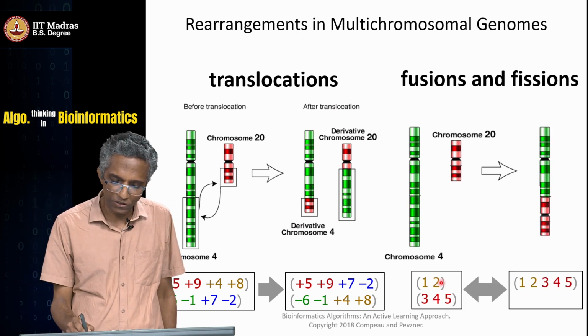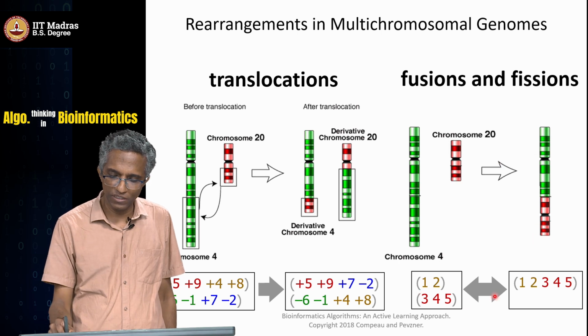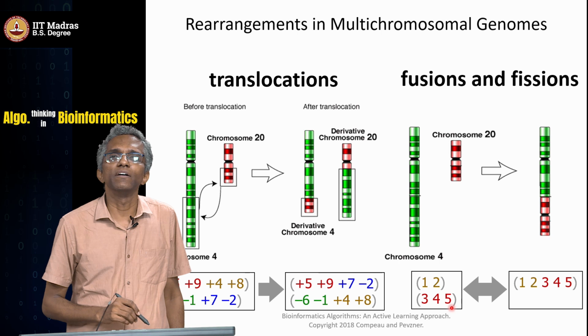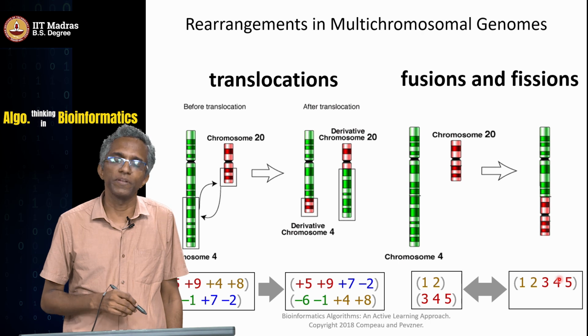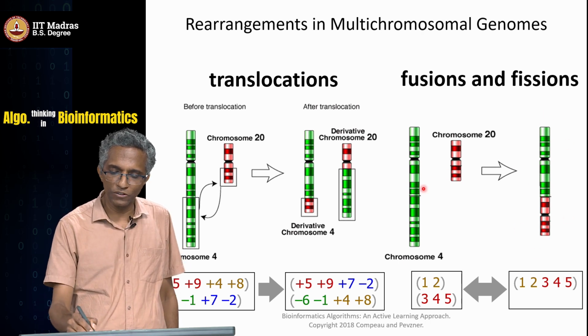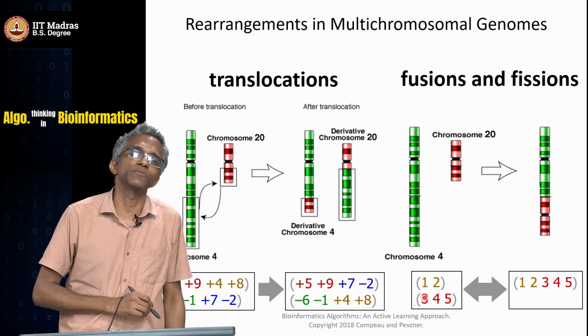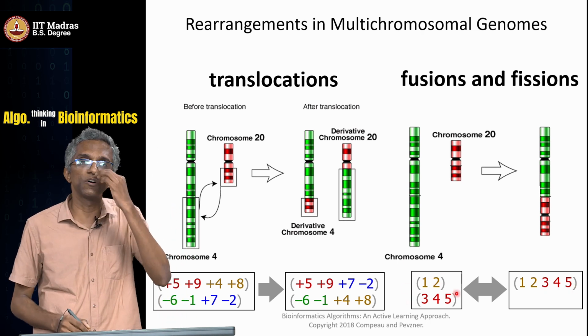So, you have 1 and 2 and 3, 4, 5 in these two chromosomes. If they both fuse, then it will become a single chromosome. So, instead of having two parenthesis expressions, you have just one set of parentheses, one opening and one closing parenthesis containing all of 1, 2, 3, 4, 5. Now, if a fission happens, which is this overall chromosome splitting into two, then this single parenthesis expression will become two parenthesized expressions. Okay, 1, 2, 3, 4, 5 will become 1, 2 and 3, 4, 5. That is a fission operation.